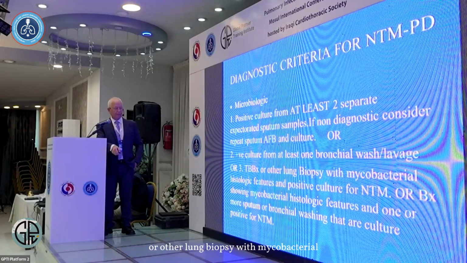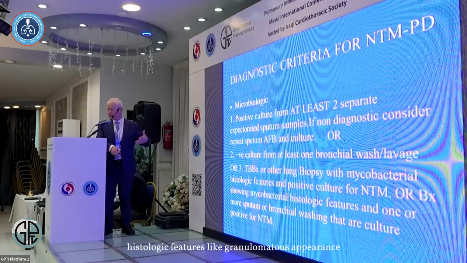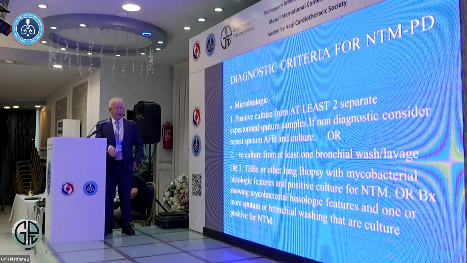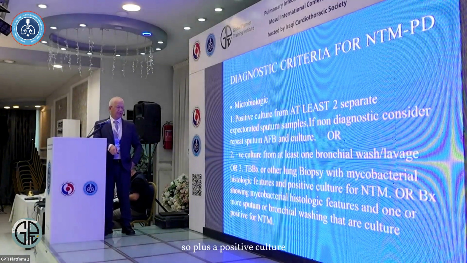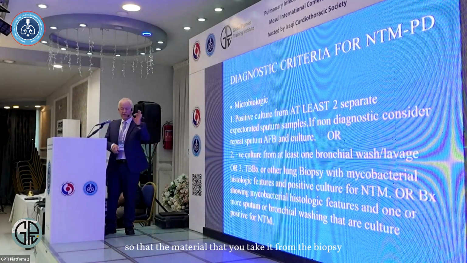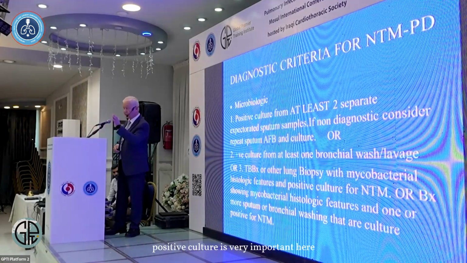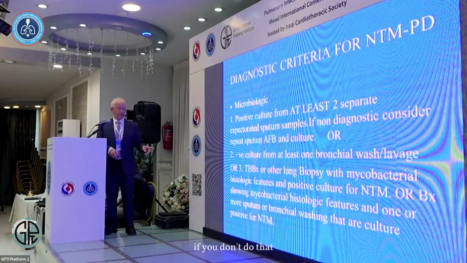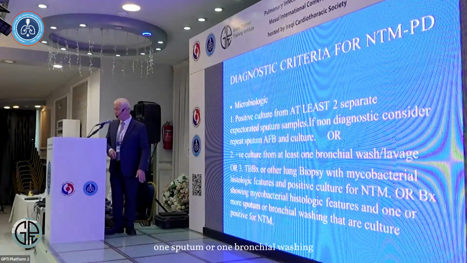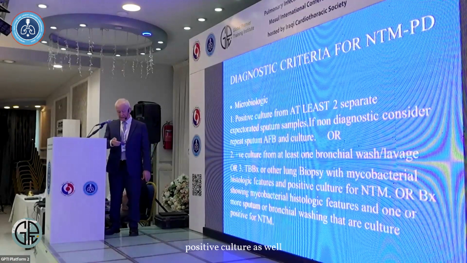Or you have a transbronchial biopsy or other lung biopsy with mycobacterial histologic features like granulomatous appearance, and also seeing the acid-fast bacilli, and one or more, plus a positive culture. So the material that you take from the biopsy, you see histological appearance in it, and you have to have a positive culture. Culture is very important here. If you don't do that, then you have to have biopsy, same as above, but you have to have at least here one sputum or one bronchial washing positive culture as well.